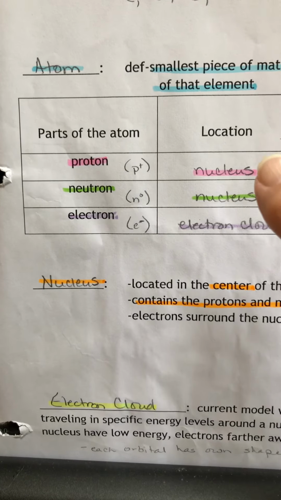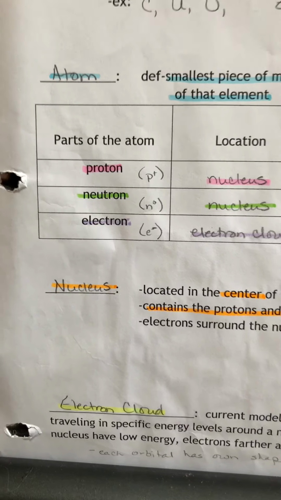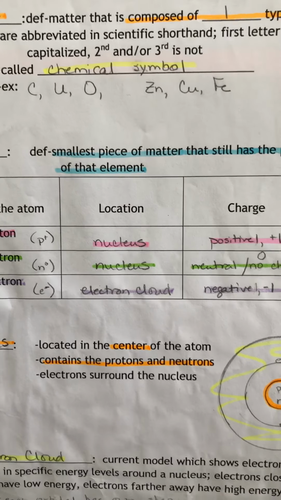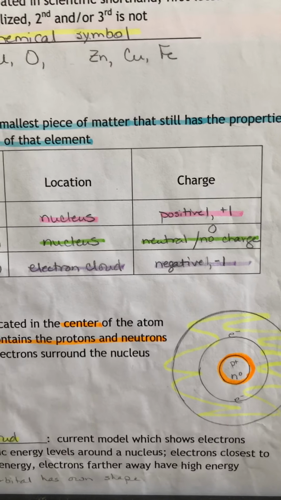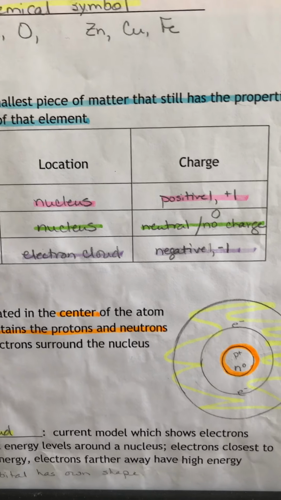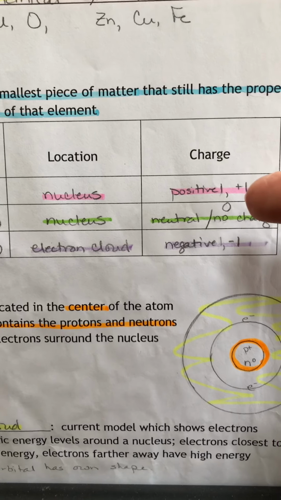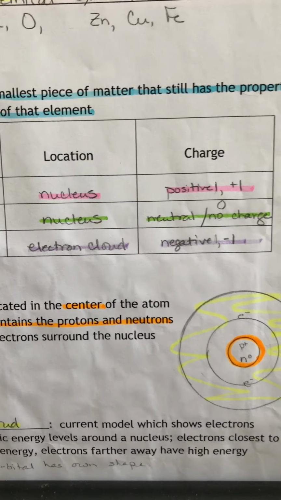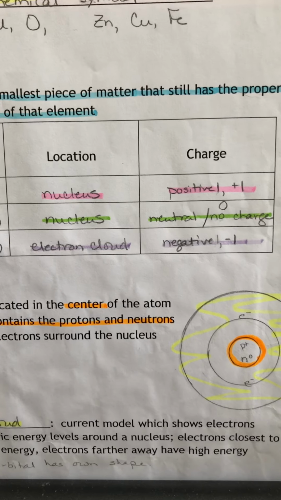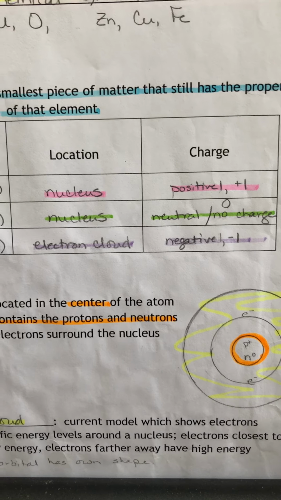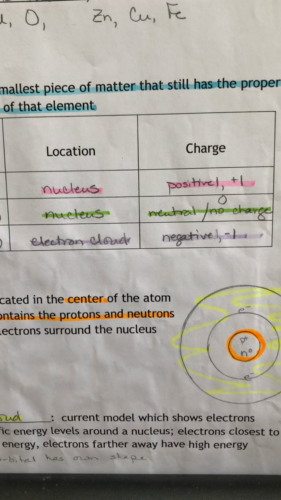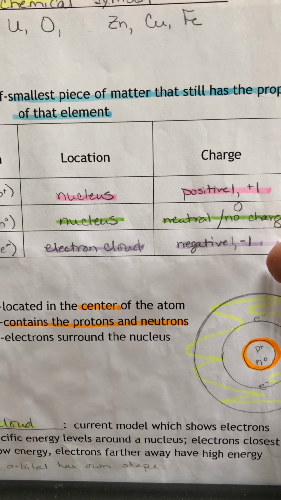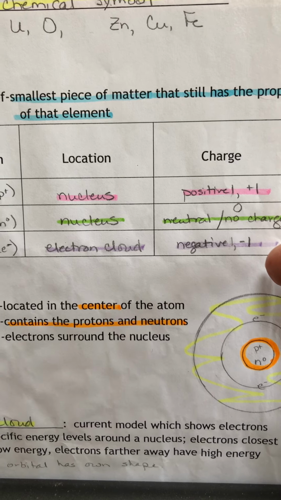You see that the protons and neutrons are located in the nucleus and that the electrons are located in the electron cloud around it. And then the charge: before, you've been taught that a proton has a positive charge, and that is a true statement. I want you to take it a step further this time and understand that it has a positive 1 charge. Same thing with electrons. It has a negative charge, that is true, but it is a negative 1 charge.